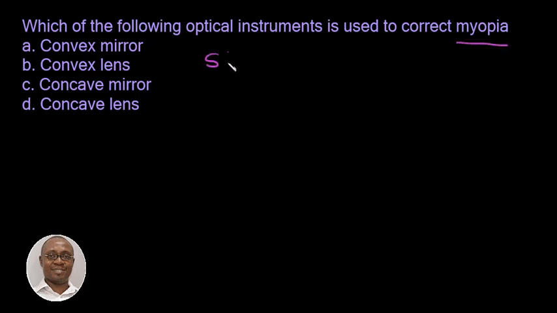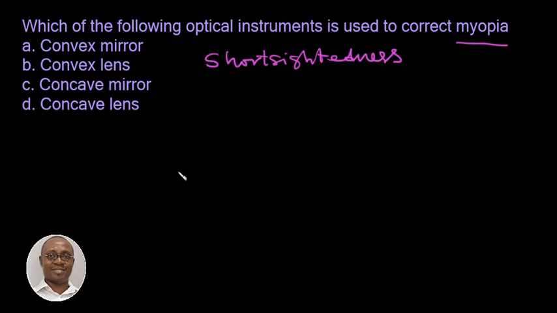Myopia means short-sightedness, which is also known as nearsightedness. In this particular situation, the focus image doesn't get to the retina.